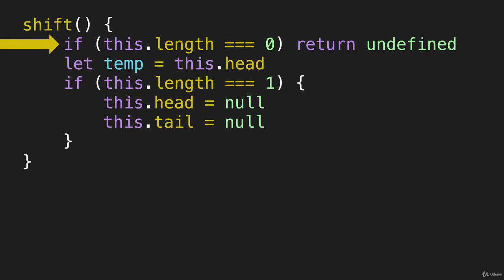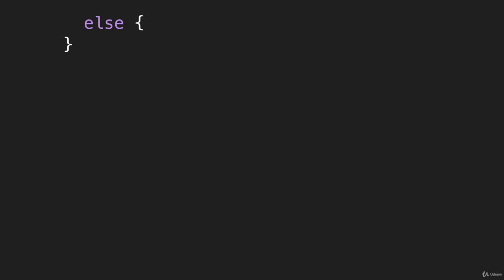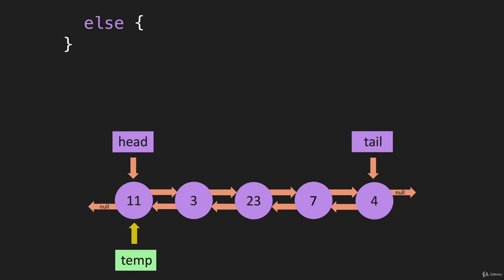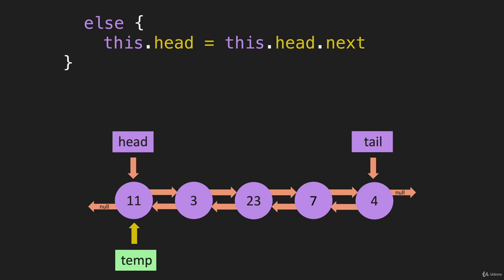So now we've written code for 0 items and 1 item. Otherwise, there's 2 or more items. So else, and we'll build this else statement out. And we'll bring up our list like this. The first thing we're going to do is move head over 1. And we'll set head equal to head.next, like this. And that moves head over.